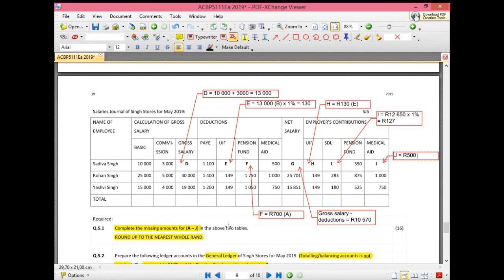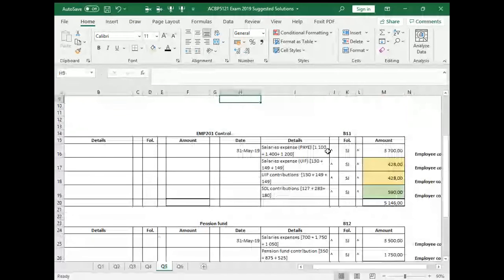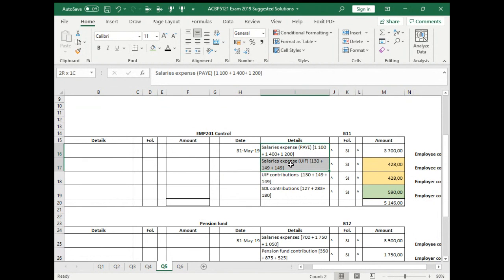So that's why, when we do the general ledger accounts, I'm just going to share the Excel again. When we did the EMP 201, these two amounts are salary expenses. That is what is deducted from your salary. That is part of your package to the company.